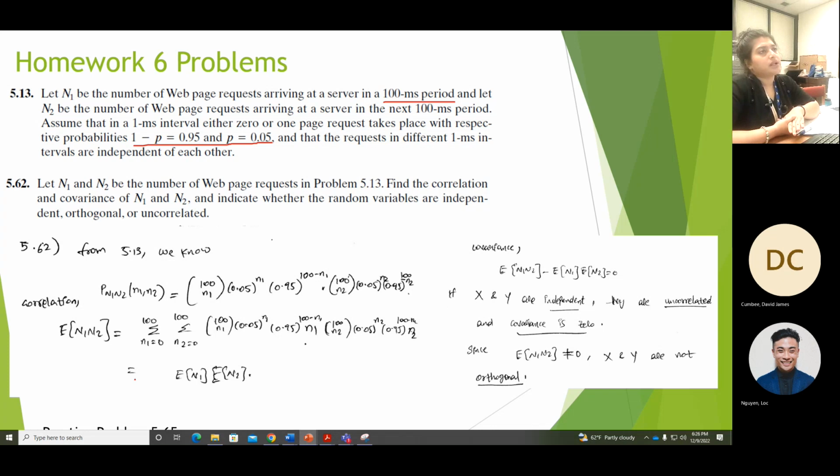There are web page requests that come in at certain intervals. You have to assume that the first page is N1, and the second page comes in at N2. If you have that kind of problem, you're trying to find the correlation and covariance of N1 and N2. Then you're trying to find out whether these random variables are independent, orthogonal, or uncorrelated. Now, why is this important? Well, I am from the communication sector, so I can give you great examples in the communication field, but I'm pretty sure that somebody from control systems can also give you great examples in controls as well.